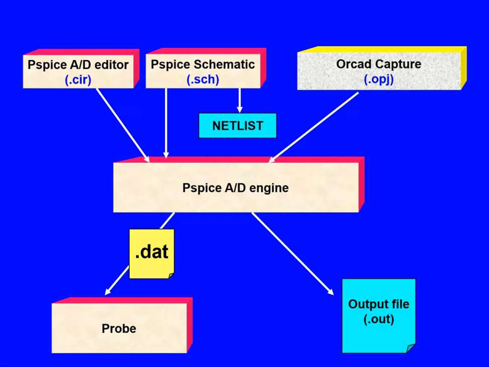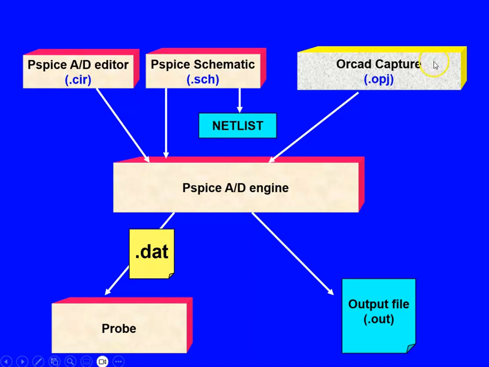This is the workflow of the SPICE model. Either we can describe our circuit in a .cir file, or we can schematically draw our circuit in a PSpice workspace, or there is another schematic version of SPICE known as OrCAD Capture. In OrCAD Capture we can also directly draw our circuit, but it is saved with the file extension .opj. This OrCAD Capture is more precise than PSpice Schematic.